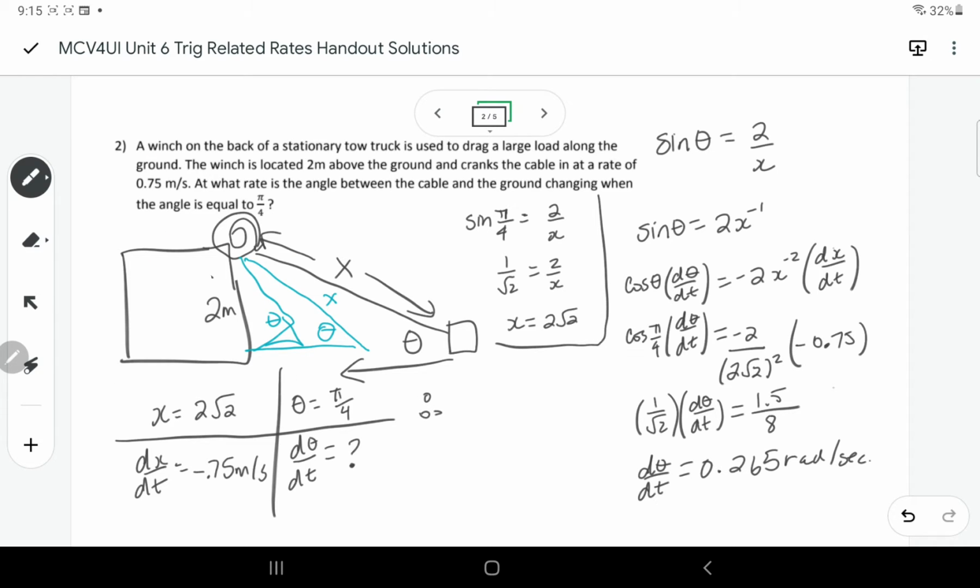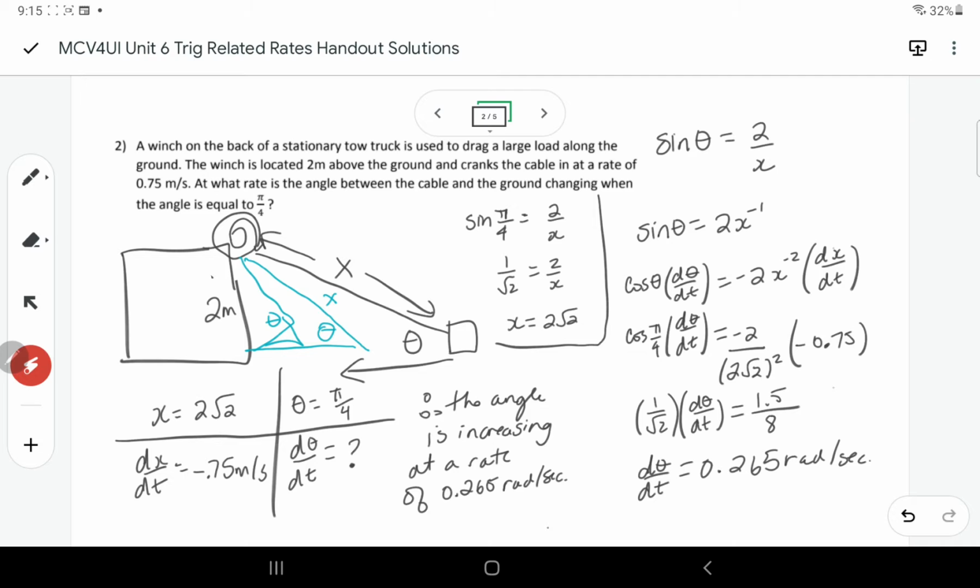So therefore, the angle is increasing at a rate of 0.265 radians per second. Make sure you put it there for a statement. Make sure you indicate increasing or decreasing, and make sure you have units.